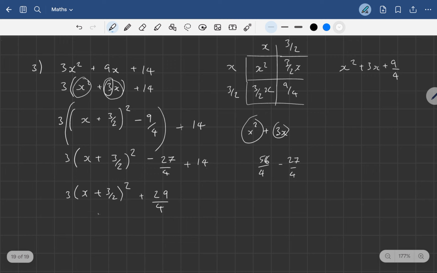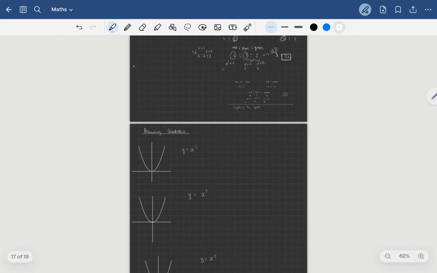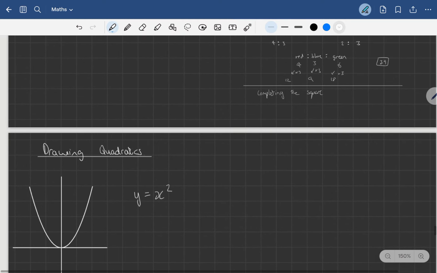Now, why is getting into the completed the square form important? It's important because it allows us to draw accurate quadratics. Okay? So, drawing quadratics. Here we have a standard y is equal to x squared curve.